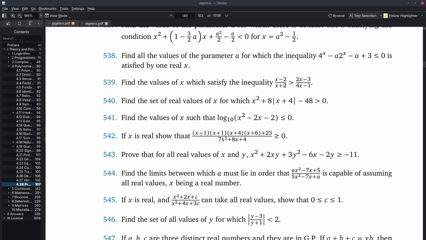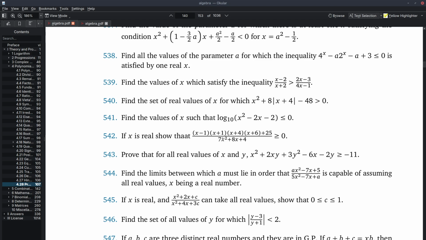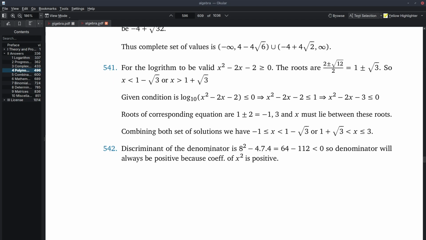So our numerator is (x minus 1)(x plus 1)(x plus 4)(x plus 6) plus 25, over 7x squared plus 8x plus 4, greater than or equal to 0. It's a very straightforward problem. This is 542, right? Yeah. So the discriminant of the denominator is less than 0.